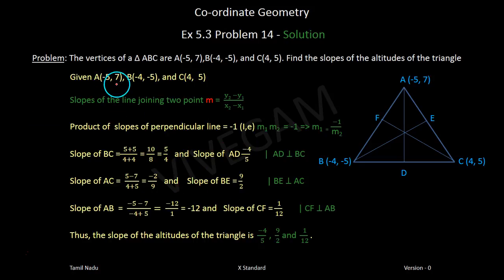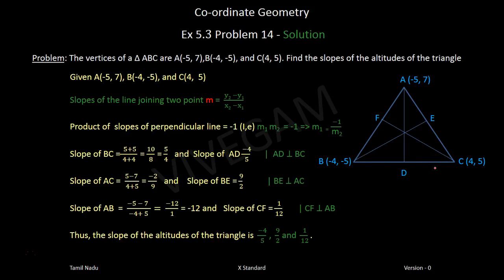The 3 points are given: A, B, C. The slope of the line joining 2 points is given by the formula y2 minus y1 by x2 minus x1. And the product of the slopes of perpendicular lines is -1. That is m1 m2 equal to -1. m1 will be equal to -1 by m2. Right.